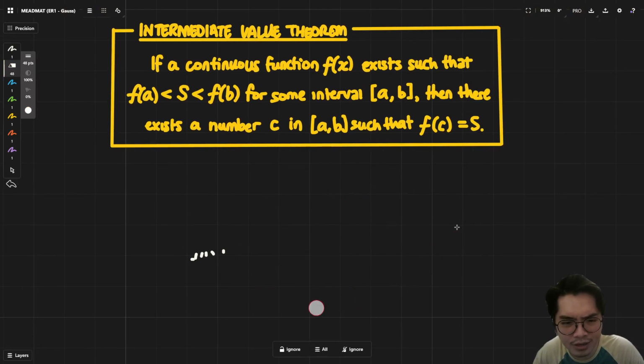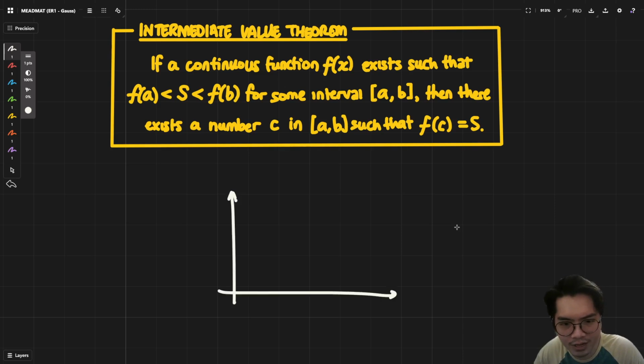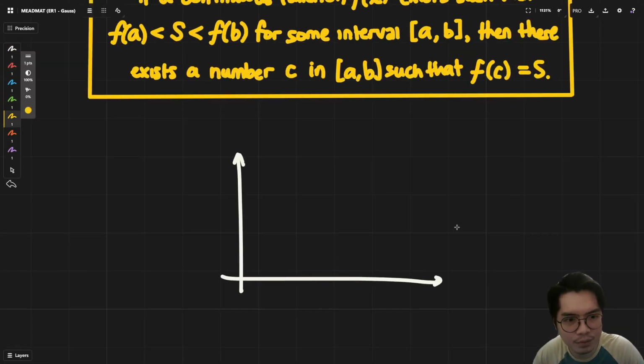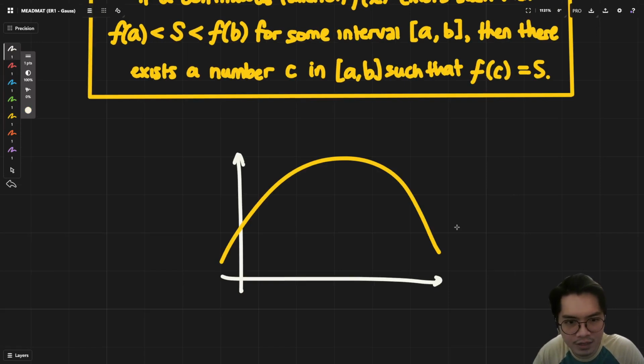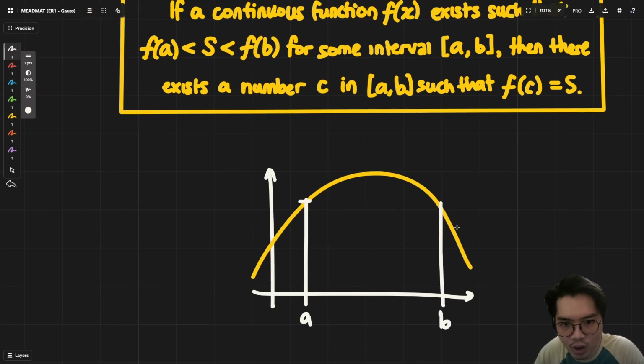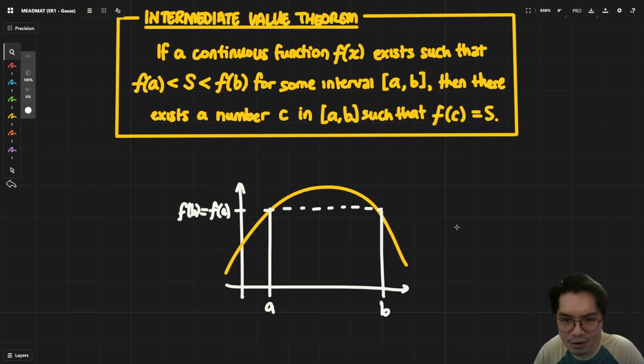Let me just reset this drawing. Say for example, we have a simple parabola, right? Say for example, I get A in here, and then I get B in here, and it just so happens that both of them are the same value. F of A is equal to f of B. Well, in that case, this theorem is not going to help you with anything, right?